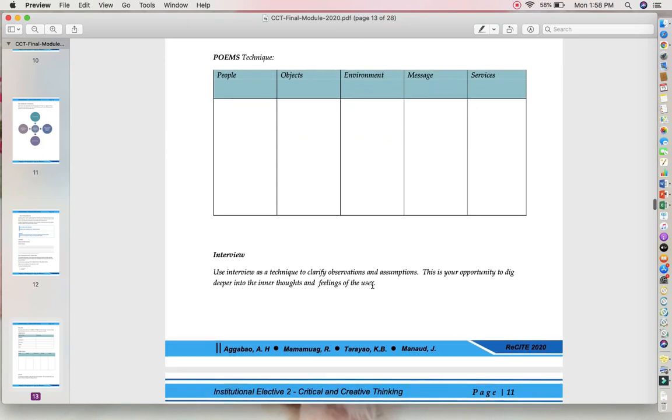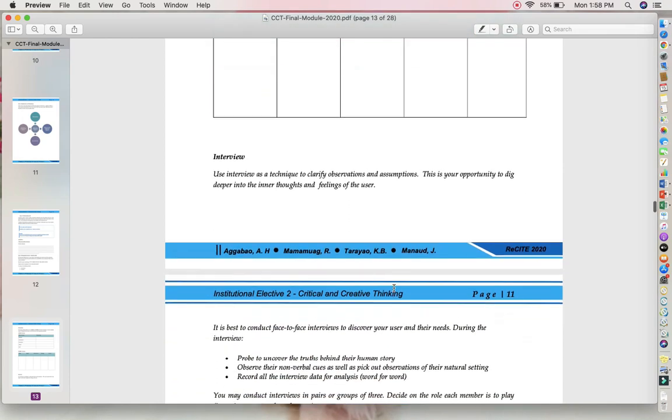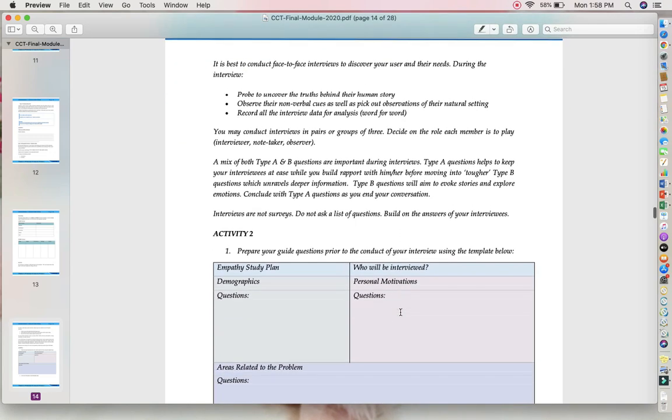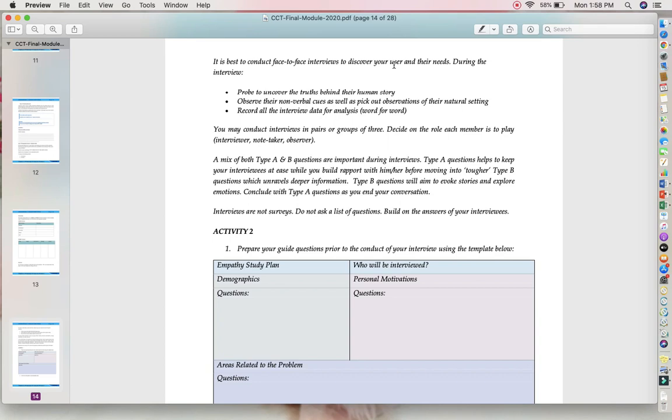Use interview as a technique to clarify observations and assumptions. This is your opportunity to dig deeper into the inner thoughts and feelings of the user. It is better to conduct face-to-face interviews to discover your user and their needs. Since face-to-face interviews for other communities are not safe, I am saying this again, you just need to focus on the problems inside your house, or problems within the community. Just be sure that you do not have COVID-19 cases in your community.